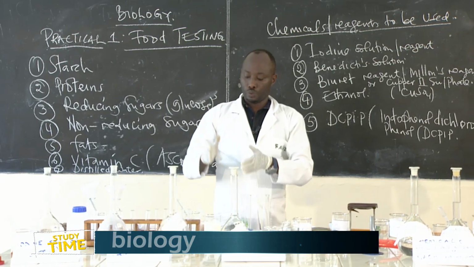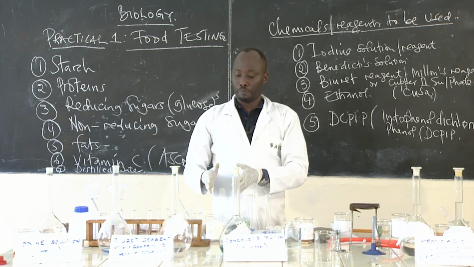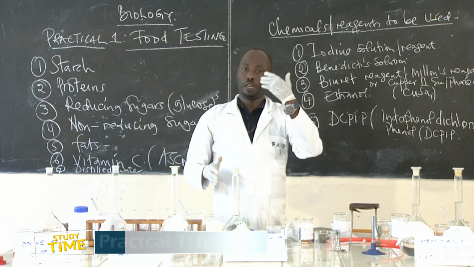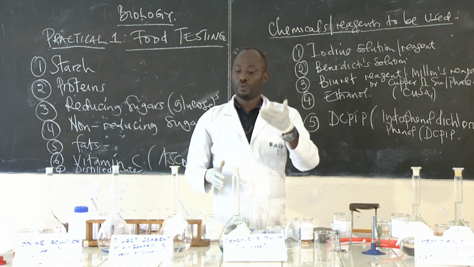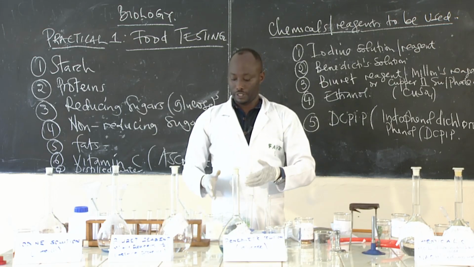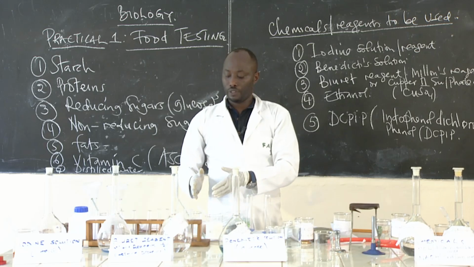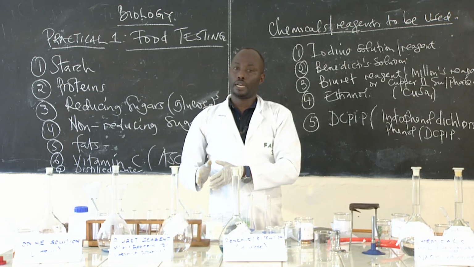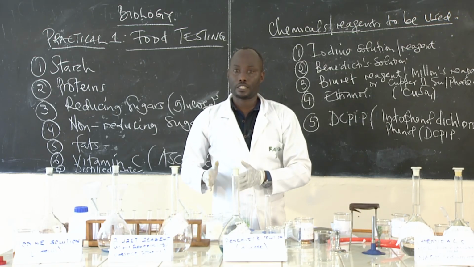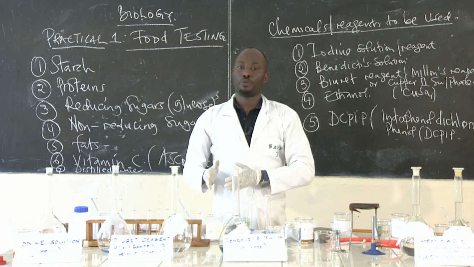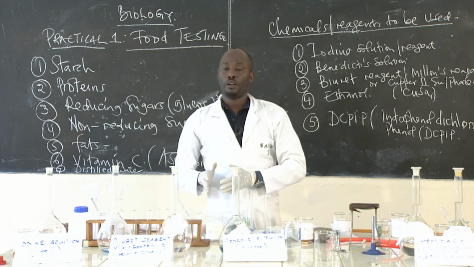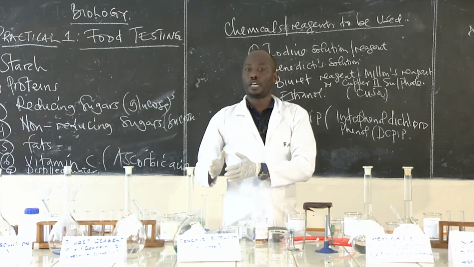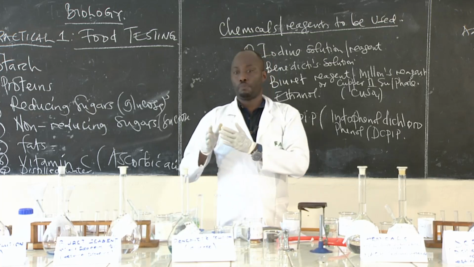We went on to proteins. I said proteins can be tested by using the Biuret test or Millon's reagent or copper sulfate. So we tested it and found that when the Biuret color turns from blue to purple, that indicates there's presence of proteins. Positively, there's presence of proteins when it turns into a purple color. But when the color of the Biuret persists, it means the food sample does not contain proteins.